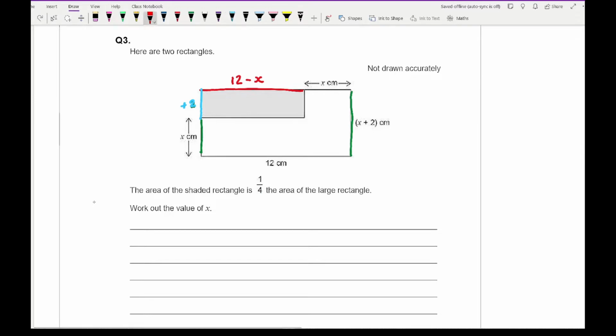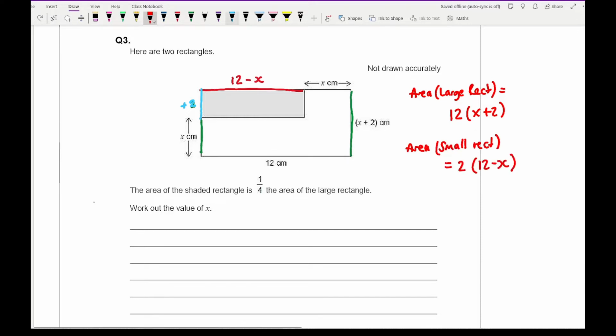So then from this we can see that the area of the large rectangle is going to be 12 lots of x plus 2, and the area of the small rectangle is going to be 2 lots of 12 minus x. Now, so these are the 2 expressions that I'm going to be using.